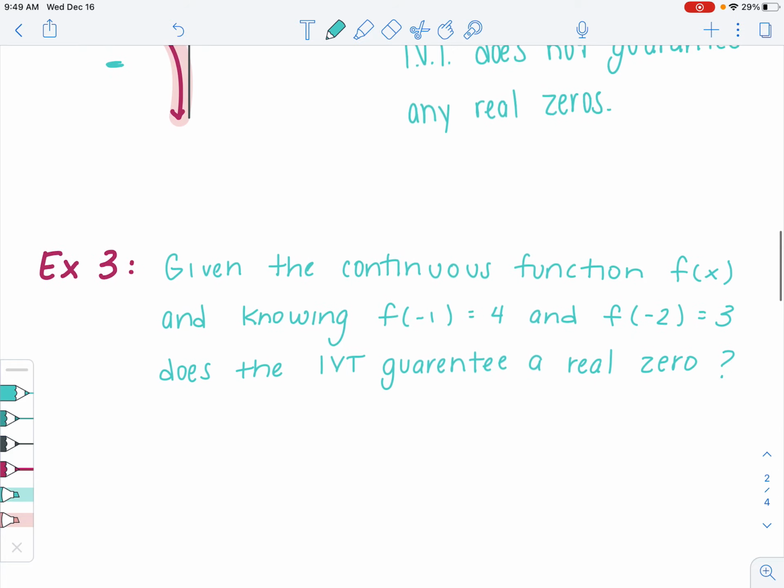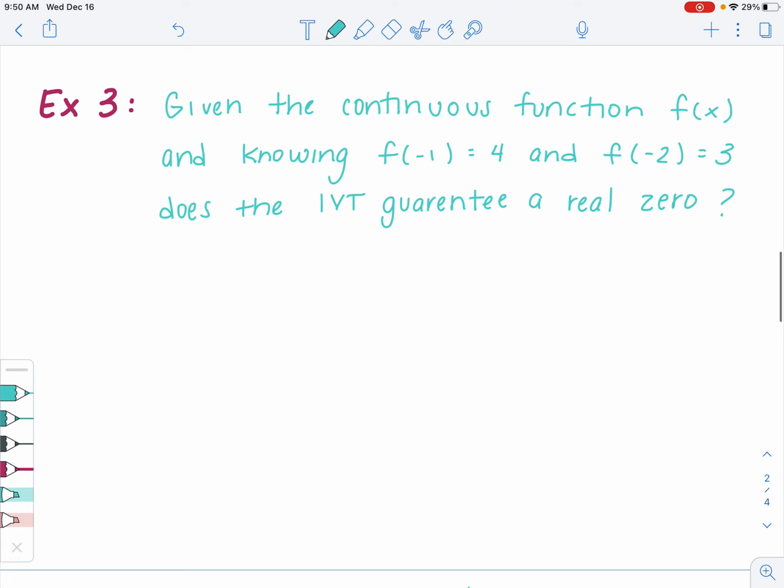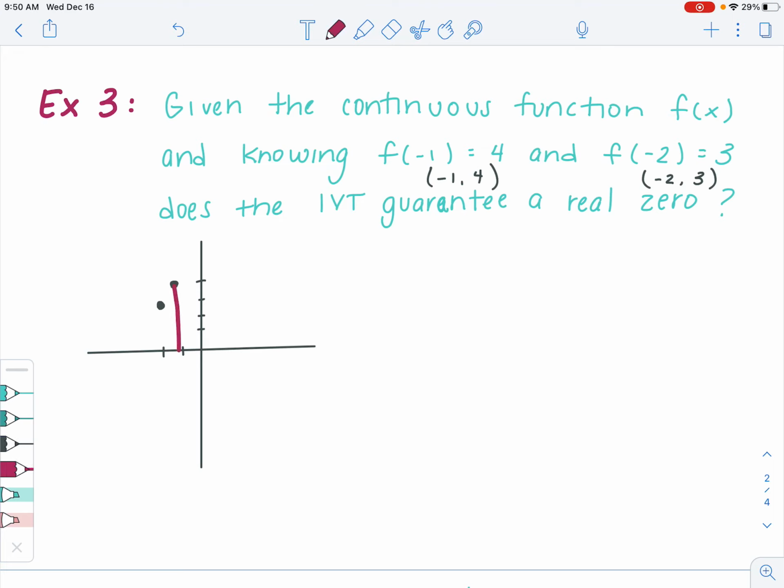So then I could tell you even less information than a table or an equation, and I could say, given a continuous function f of x, and knowing f of -1 is 4 and f of -2 is 3, does the IVT guarantee a real zero? So to get a better idea, let's draw ourselves a picture. f of -1 equals 4 tells me I have the coordinate -1, 4. So I'm going back 1, up 4. I have this point. -2, 3, back 2, up 3. Now it's a continuous function. I could potentially have a graph that goes like this, but I could also have a graph that just connects these two. So there is not enough information here for me to decide if there's a real zero.